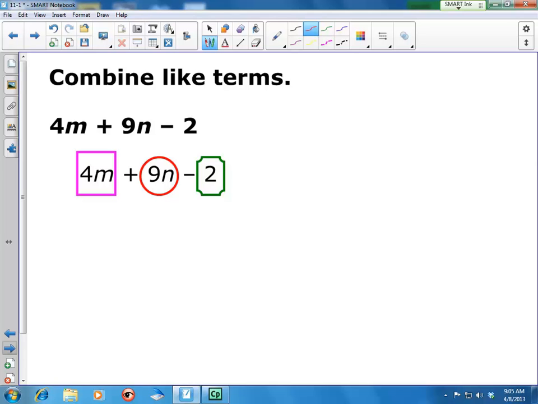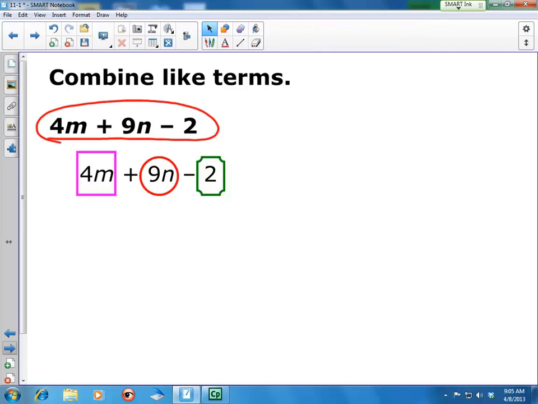This one, we're going to combine our like terms. Again, I've already identified the terms for you. 4m plus 9n minus 2. I identified 3 different terms. Look, m is one term, n is another term, and then 2 is another term altogether because it doesn't have a variable attached to it. No, it cannot be simplified. The question is the answer on this one because I can't combine anything. So this 4m plus 9n minus 2, that is your answer.